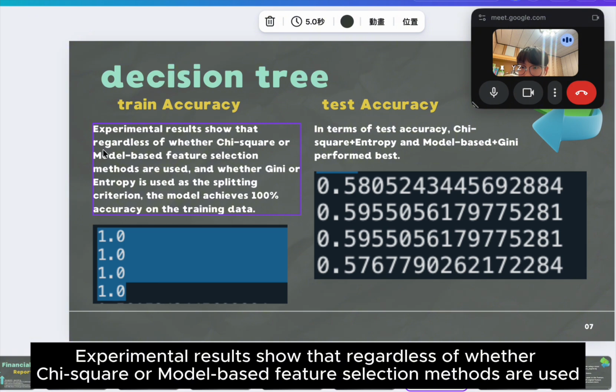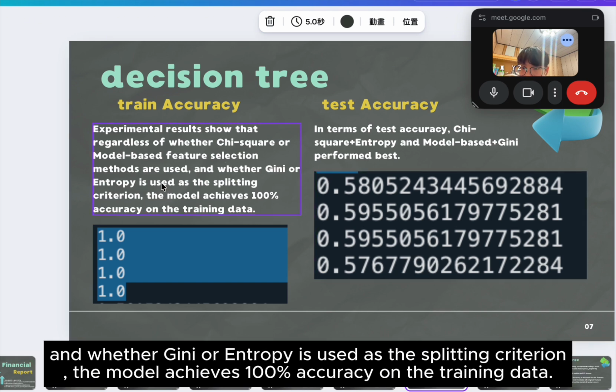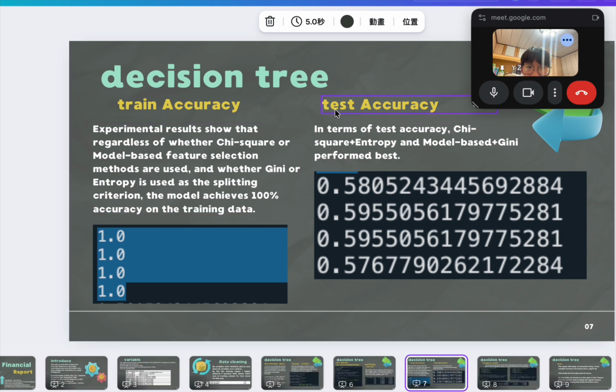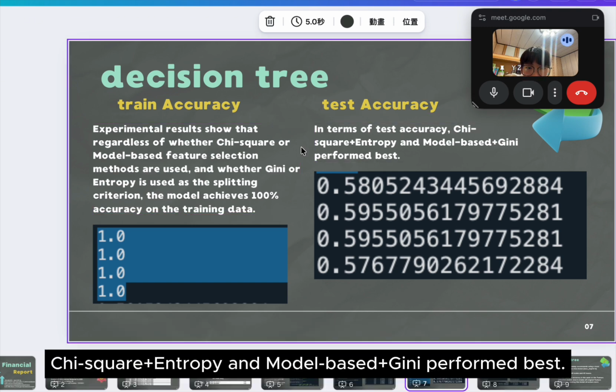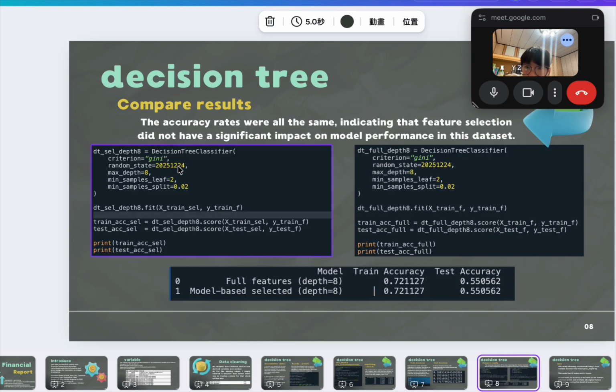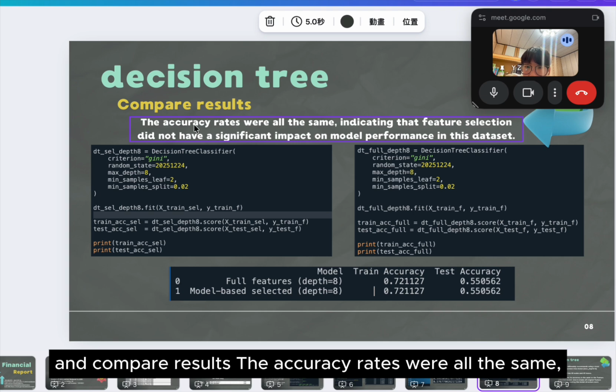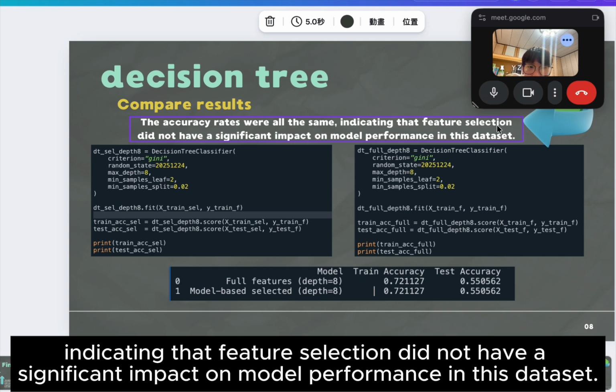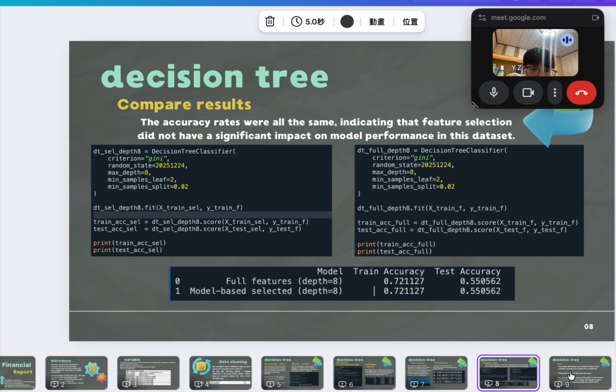This research shows that regardless of whether tree depth or minimum samples are used, and whether Gini or entropy is used as the split criterion, the model shows 100% accuracy on the training data. Comparing the results, the accuracy rate was all the same, so the feature criterion did not have a severe impact on model performance in this data set.